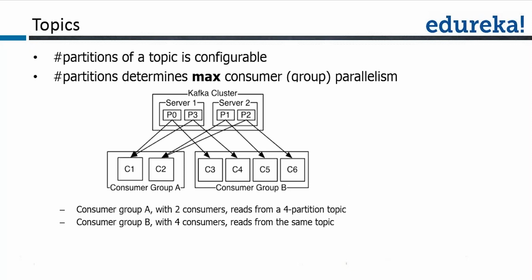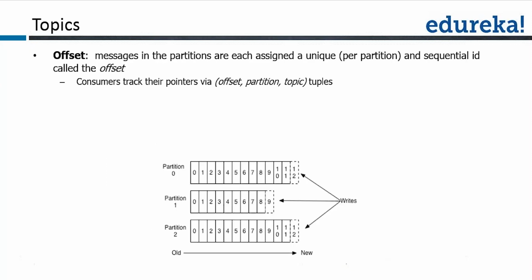The number of partitions for a topic is configurable. When you're creating the topic, you can choose the number of partitions. The number of partitions determines the maximum consumer group parallelism. That's what you can see here. There are two consumer groups, and there are a total of 4 partitions, P0, P1, P2 and P3. So if they have 4, it means 4 consumer threads can work parallelly, from either consumer group A or consumer group B.